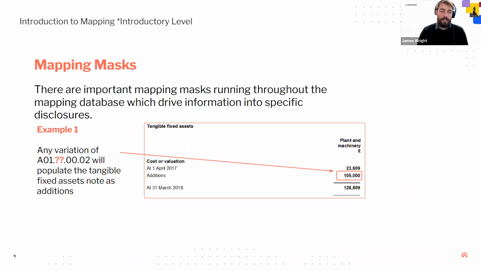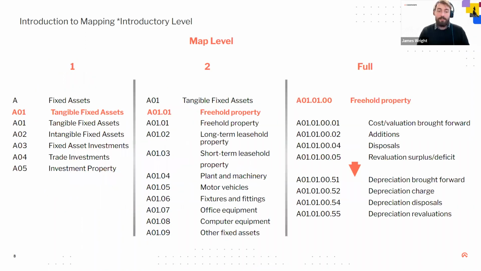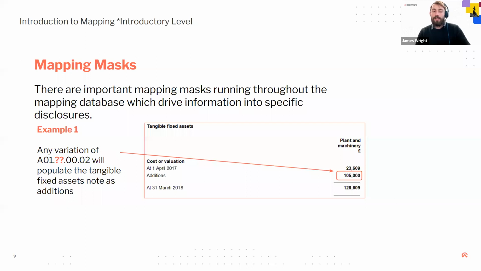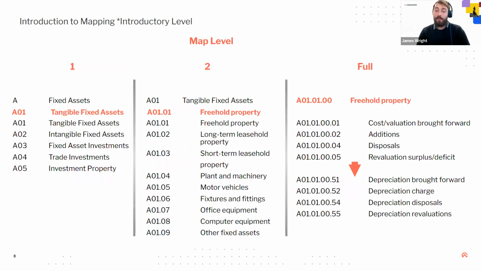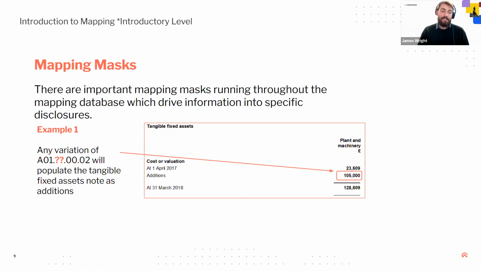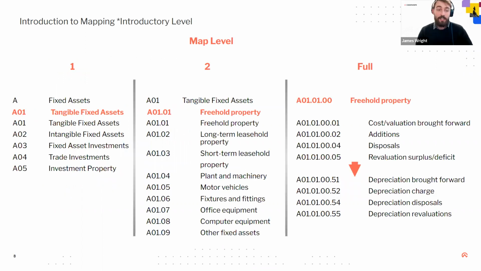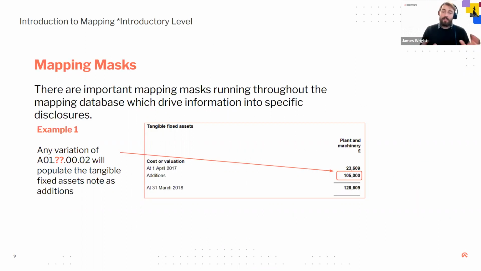So as we saw earlier, that's our tangible fixed asset. But then we're taking everything within the 02 codes on the end. So the full level mapping is 02, which we know from here is the additions. So we're taking everything from within the tangible fixed asset section, and that can be anything under map level 2, but we just want the additions there. So that's a good use of mapping and map masks.